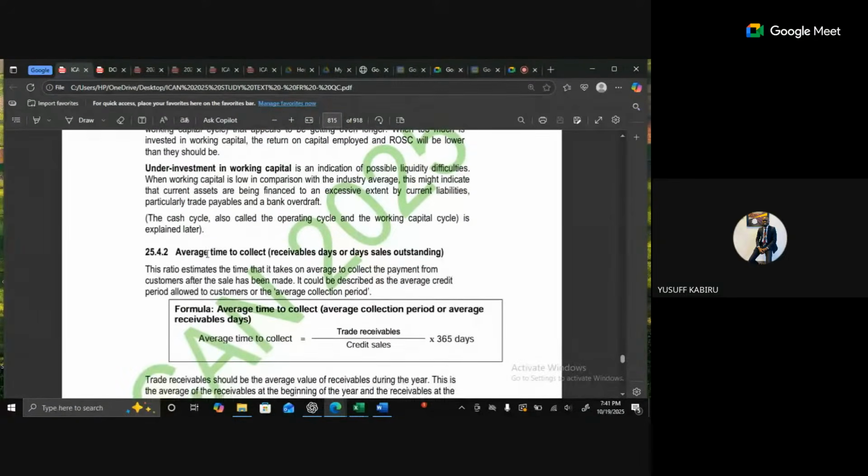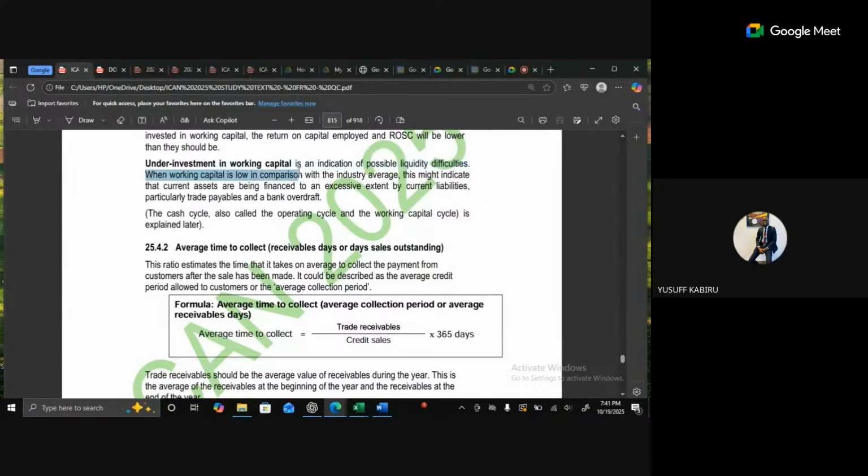Now, on the other hand, when there is under investment in working capital, they said this is an indication of possible liquidity difficulty. When working capital is lower in comparison with the industry average, this might indicate that current assets are being financed to an excessive extent by current liabilities, particularly trade payables and overdrafts, right? So when you find yourself in this situation, you would know that you have under invested in your working capital. And what will this result in? Liquidity difficulty, right? Liquidity difficulty.